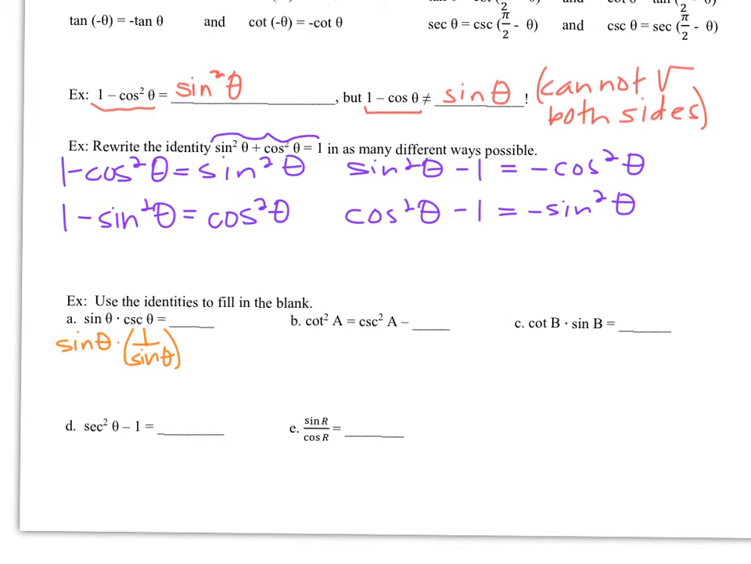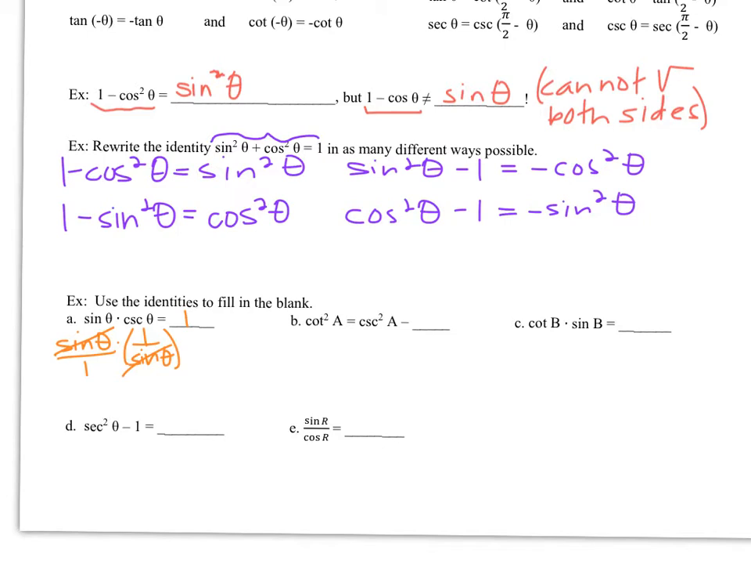If you multiply sine by a fraction, just put sine over 1. Notice the sine is on top and on bottom. That just cancels out. And you have 1 over 1, which equals 1. So sine theta times cosecant theta equals 1. And hopefully that makes sense. Any reciprocal times the original value would always equal 1. All right, let's try another one.